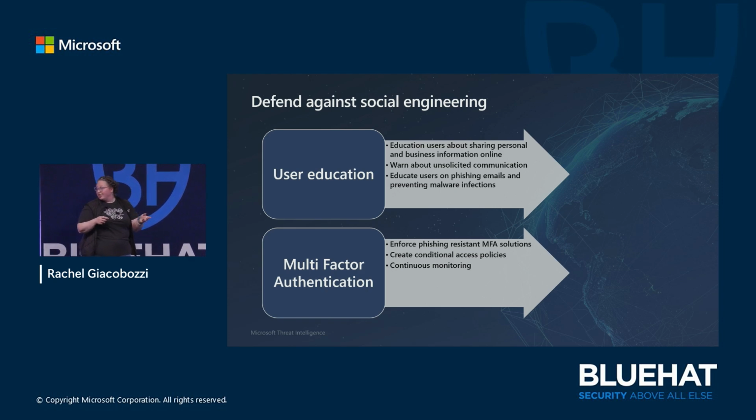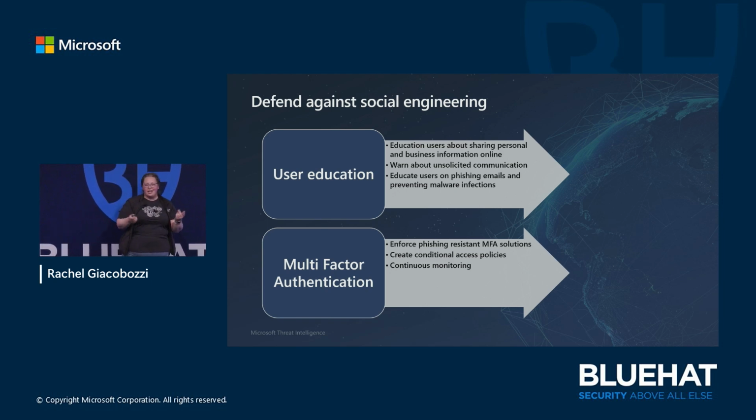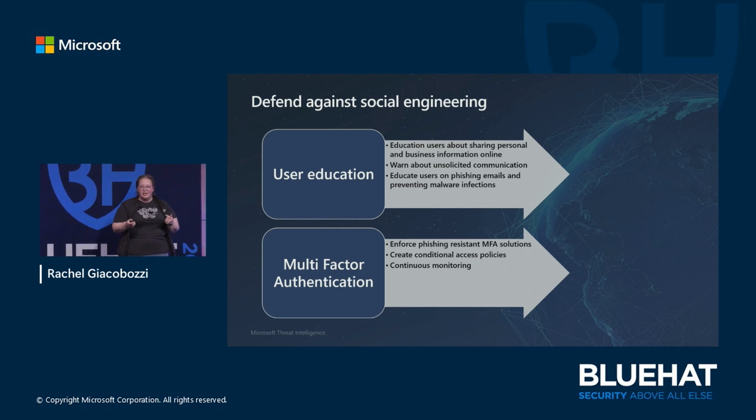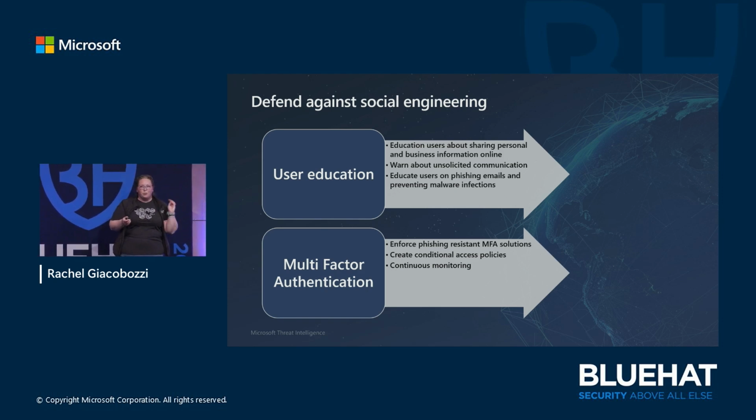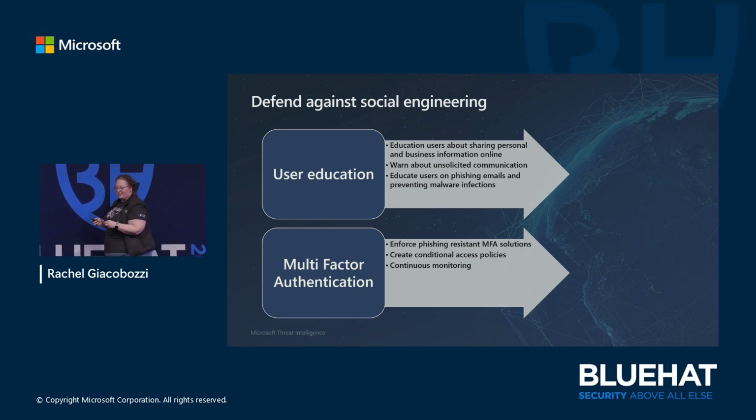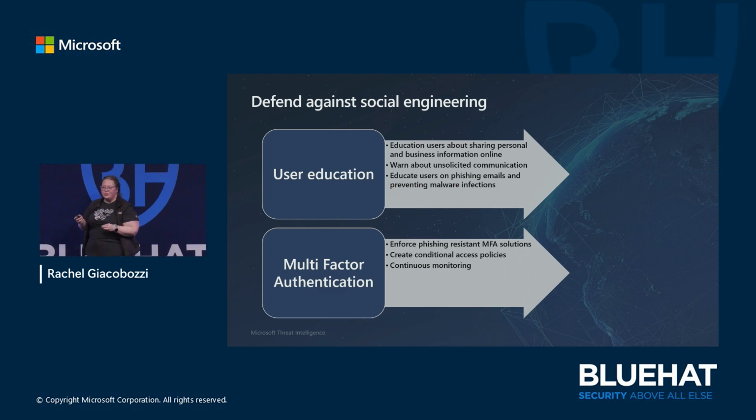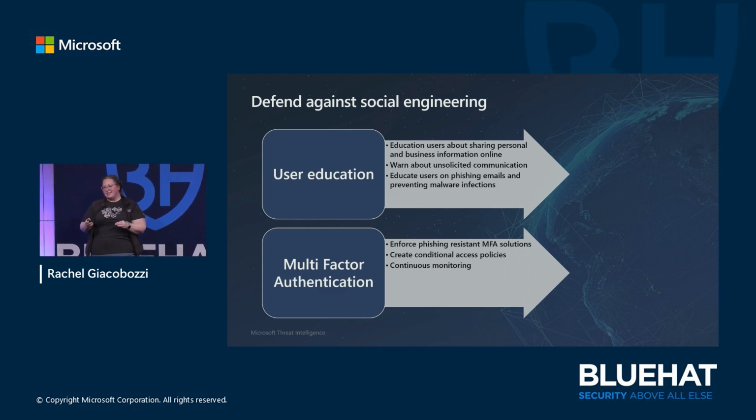In addition to user education, things like phishing-resistant multi-factor authentication, such as Microsoft Authenticator or FIDO2 security keys or certificate-based authentication, is a great secondary method for protecting here. And both of those should be combined with risk-based user policies, as well as continuous monitoring for suspicious and anomalous activities.